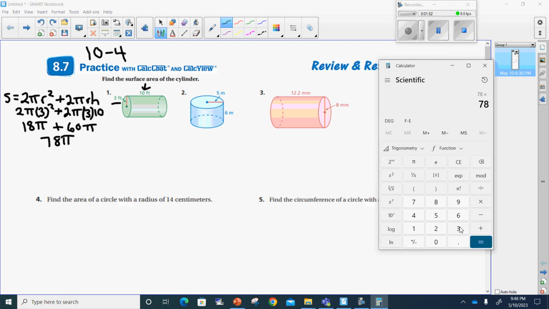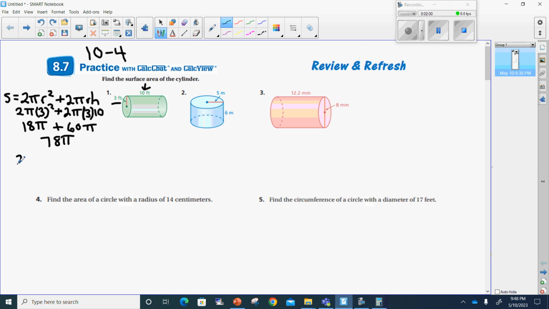78 times 3.14 is equal to 244.92. And since this is feet, this should be feet squared.